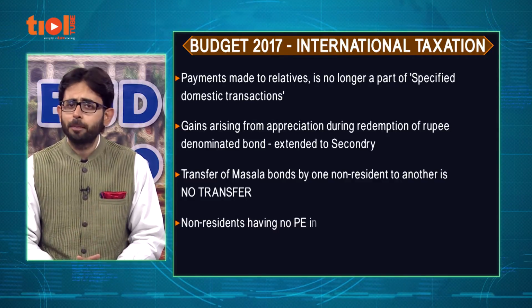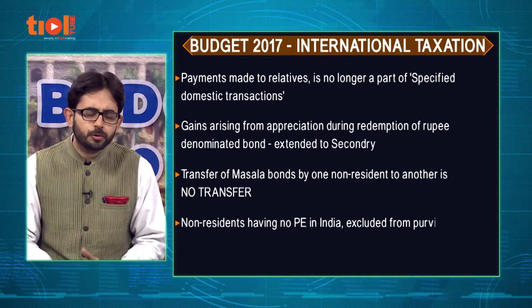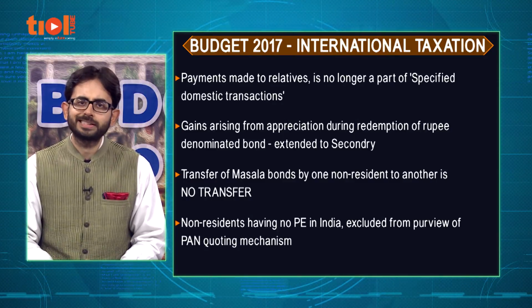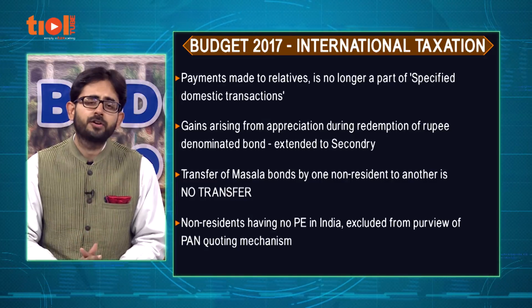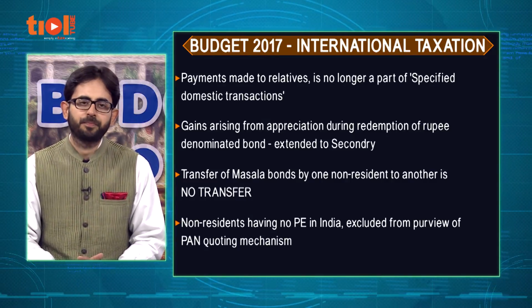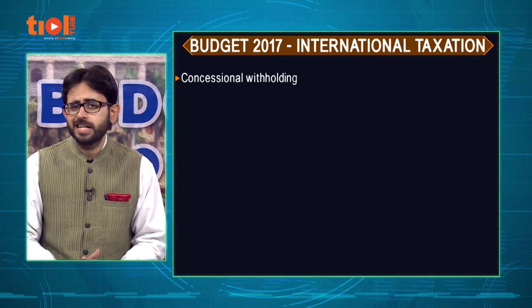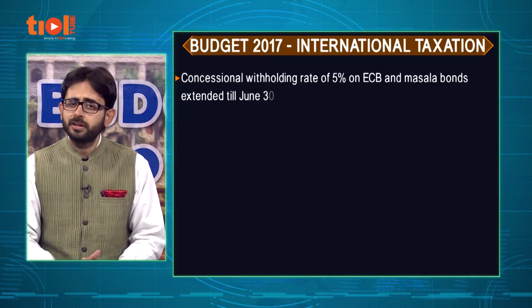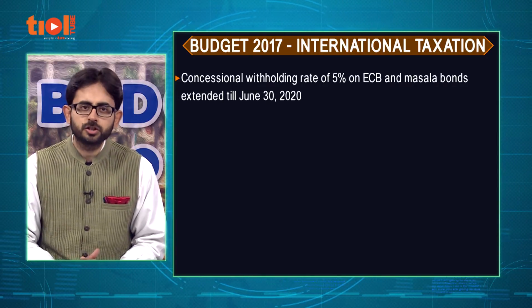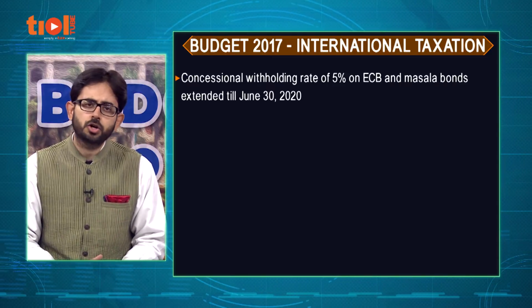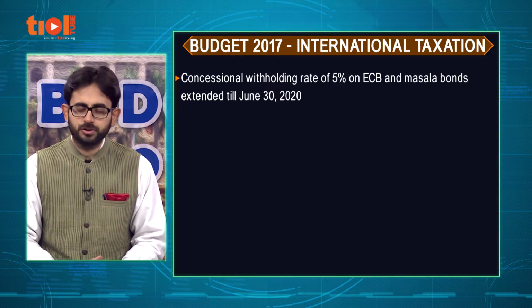Non-residents having no PE in India are to be excluded from purview of newly inserted Section 206CC, which provides for PAN coating mechanism in the TCS regime. To give fillip to the ECB market, concessional withholding rate of 5% on interest received by foreign entities to be extended for another 3 years. This extension is also applicable to masala bonds.